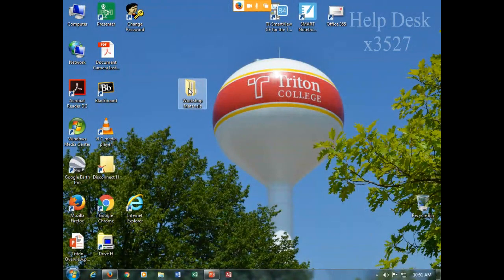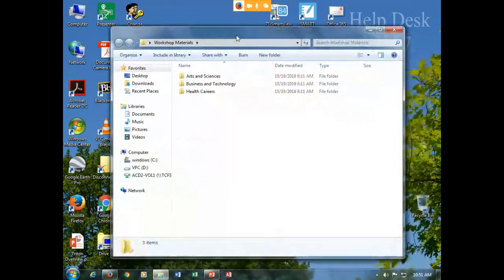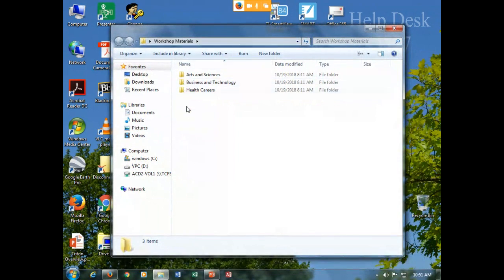I'm just going to walk you through how you're going to use this. If you have your own laptop, you can click and drag from the USB drive onto your personal laptop. If you have one of the institution's laptops, you're going to plug the USB in and drag this folder onto the computer. When you open the folder for workshop materials, you're going to see divisions of the college, right? Arts and science, business and technology, health careers. Go ahead and click on yours.